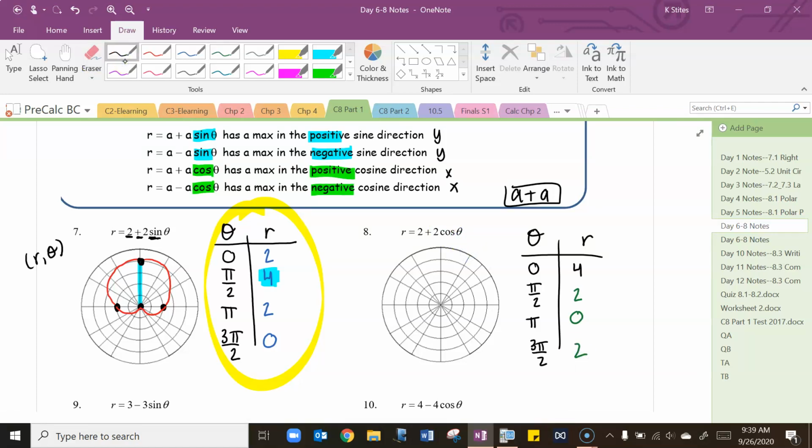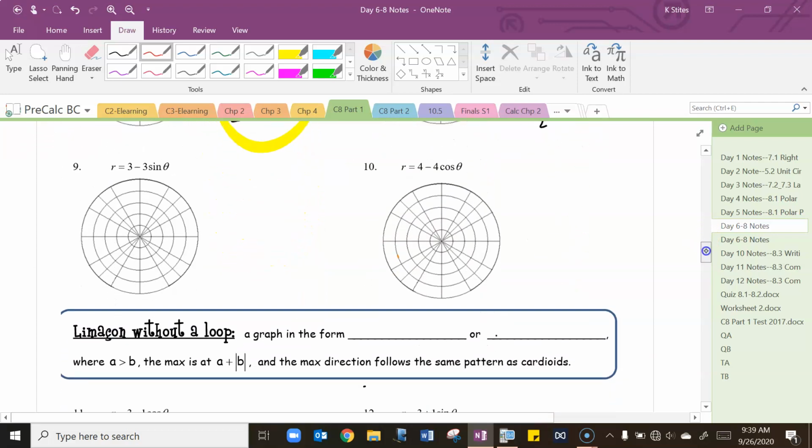Okay, and now I plot. At 0, my radius is 4. 1, 2, 3, 4. At pi over 2, my radius is 2. At pi, my radius is 0. And at 3 pi over 2, my radius is 2. And again, if you want to type it in to look at it, you can, but it's going to be the same thing. It's just oriented in a different direction. Again, you really want to round this out. It does not look like a heart. Feel free to type that in your calculator if you'd like.